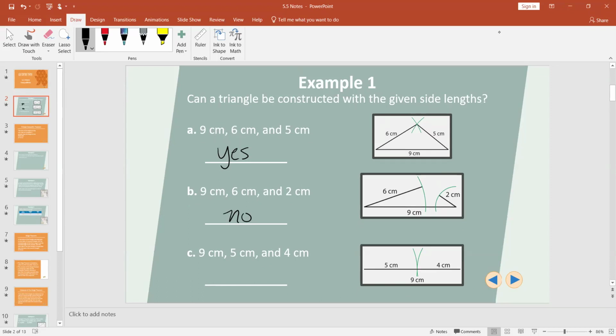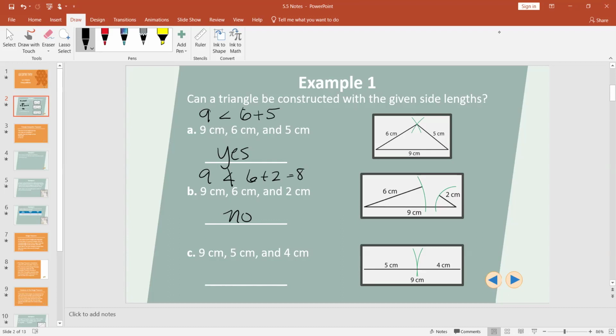In this case, you want to always look and see, is one side always less than the sum of the other two? So 9 is less than 11, therefore it does make a triangle. For this one, 9, 6 plus 2 is 8. 9 is not less than 8, so it cannot make a triangle. They do not meet. And then 9 is not less than 5 plus 4. In fact, it's equal to.